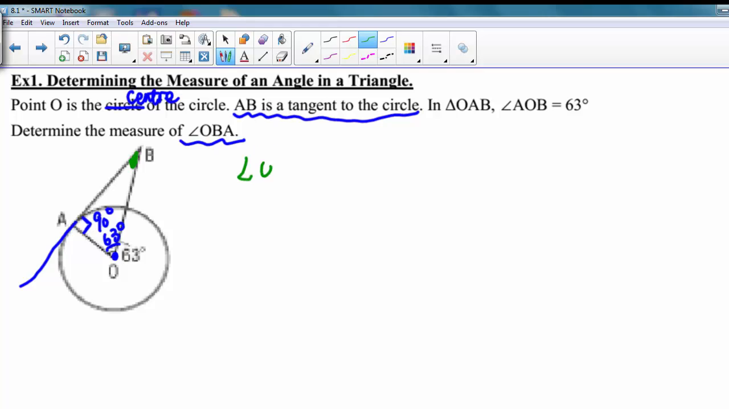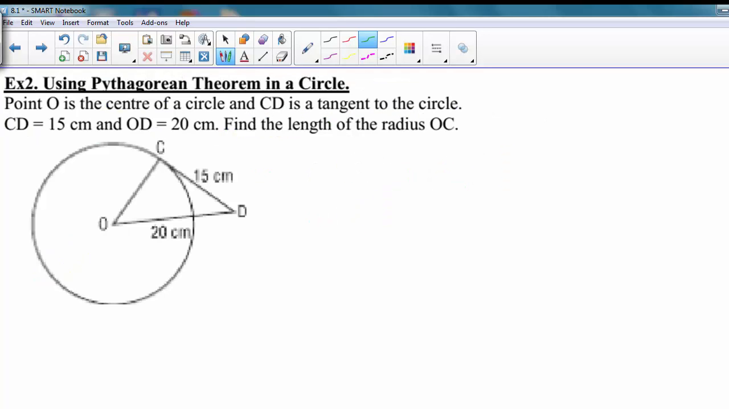So if we want to find this angle OBA, we know 3 angles in a triangle add up to 180 degrees. So I use 180 degrees minus 90 minus 63 degrees. So I will get this angle in the right triangle is 27 degrees. Let's apply the property to example 2.